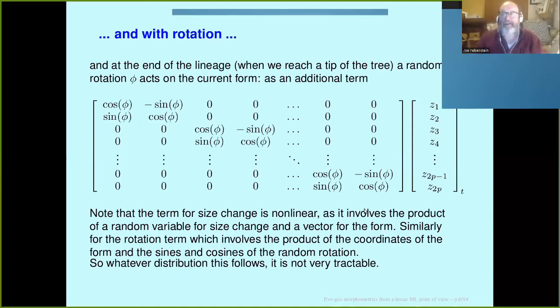That again contributes to the nonlinearity of the model, because the rotation is a random variable, and then there's sines and cosines coming in. And the change due to rotation also depends on the current form. So it's a product of some cosines and sines of a random variable theta times the random quantities z. That's the rotation part. So we have a nonlinear model here.